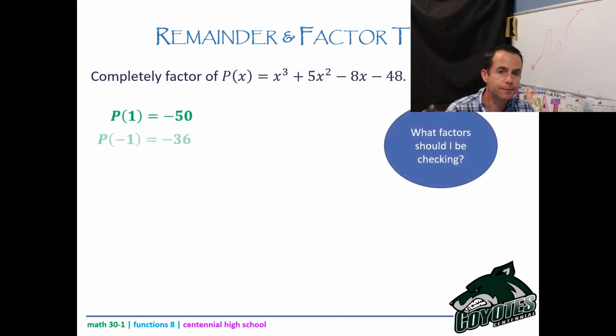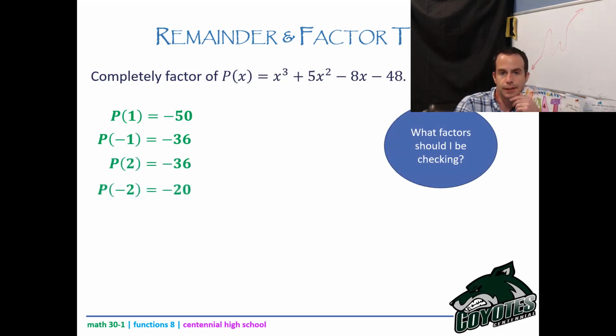So p of 1 was 50, p of -1 is -36, p of 2 is -36, p of -2 is -20. Some of you are shutting down now because you're like, this is too hard. It'll come. They always come. Don't worry. P of 3 is 0. See, that didn't take long. P of 3 is 0.